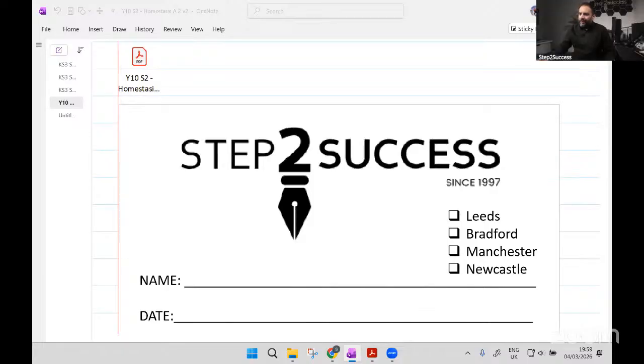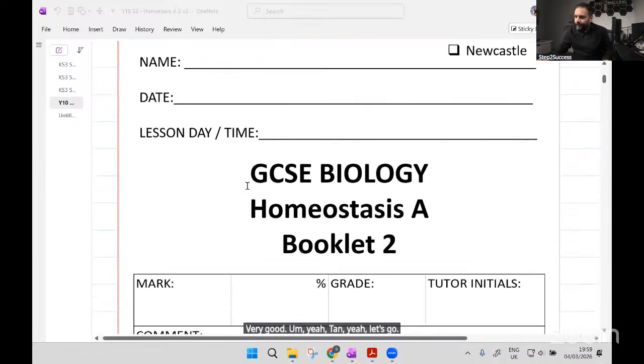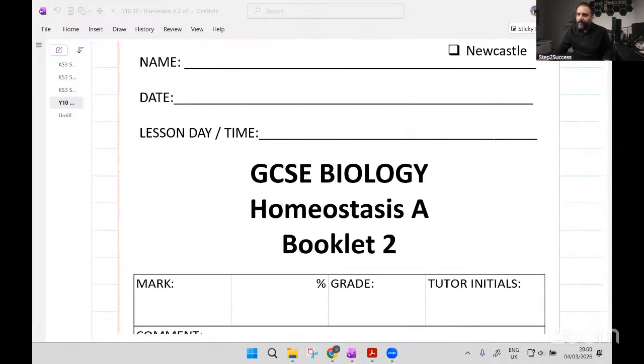Which cells are adapted for receiving? Nerve cells, neurons. Yes, that's correct. Very good. Yeah, question 10. Yes, let's go. 1E. Have a look.